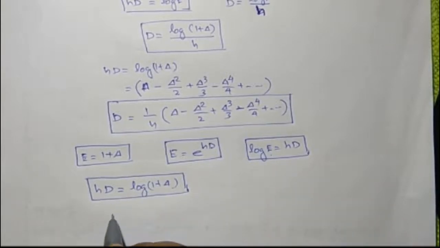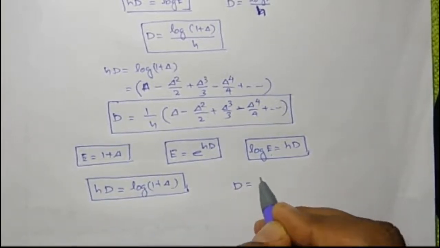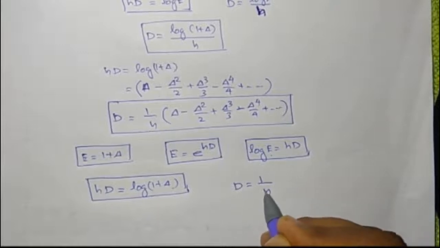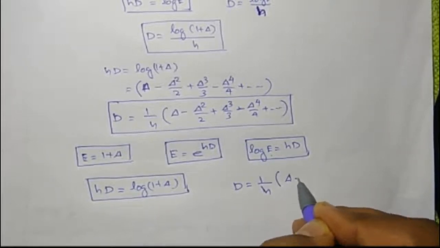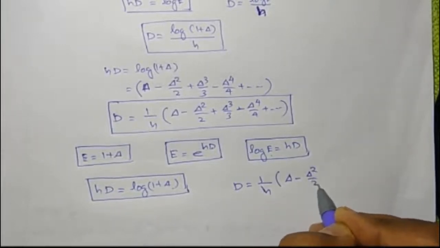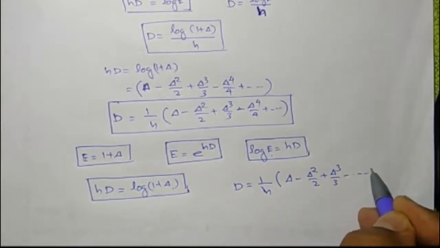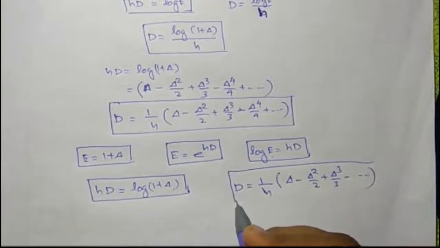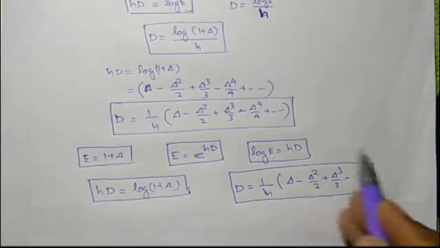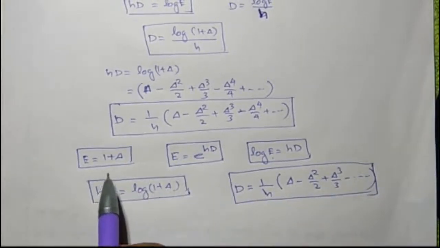Or otherwise, you may write D equal to 1 by h into delta minus delta square by 2 plus delta cube by 3 minus etc. This is yet another relation. So these are the interrelationships between the operators E, delta and D.